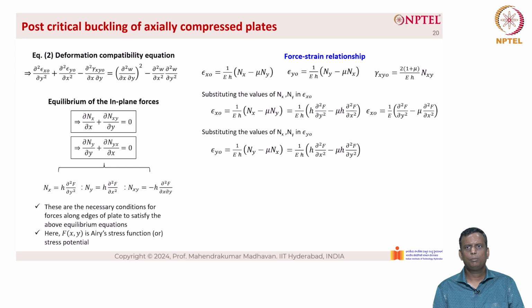So that is equal to 1 by H into ∂²F/∂x² minus mu H into ∂²F/∂y². H gets cancelled. So we have epsilon y naught equal to 1 by E into ∂²F/∂x² minus mu into ∂²F/∂y².